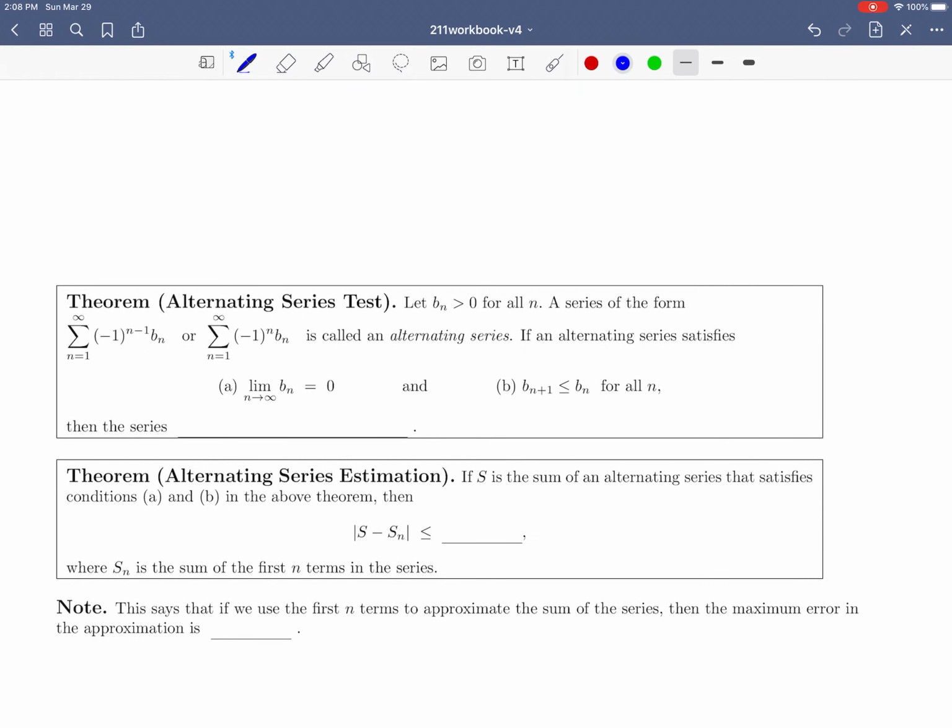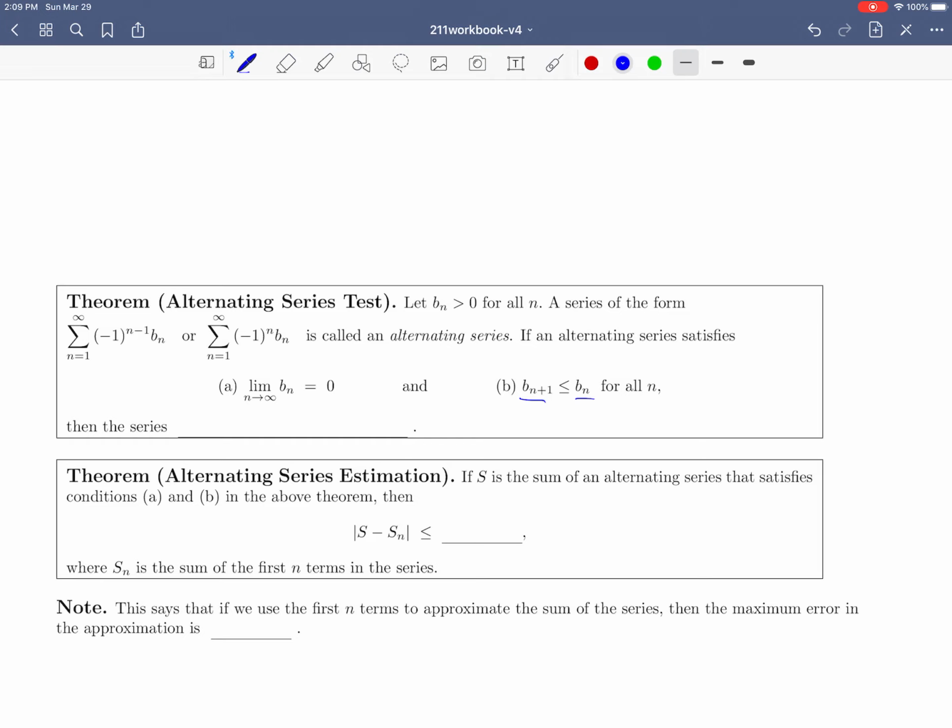And whenever we have a series that behaves in this way, that has these three properties, then we can generalize and look at a new test. We actually have the alternating series test. And the alternating series test says, let Bn be greater than or equal to 0 for all n, and a series of the form sum from n equals 1 to infinity of -1 to the n minus 1 Bn, or sum from n equals 1 to infinity of -1 to the n Bn, is called an alternating series.